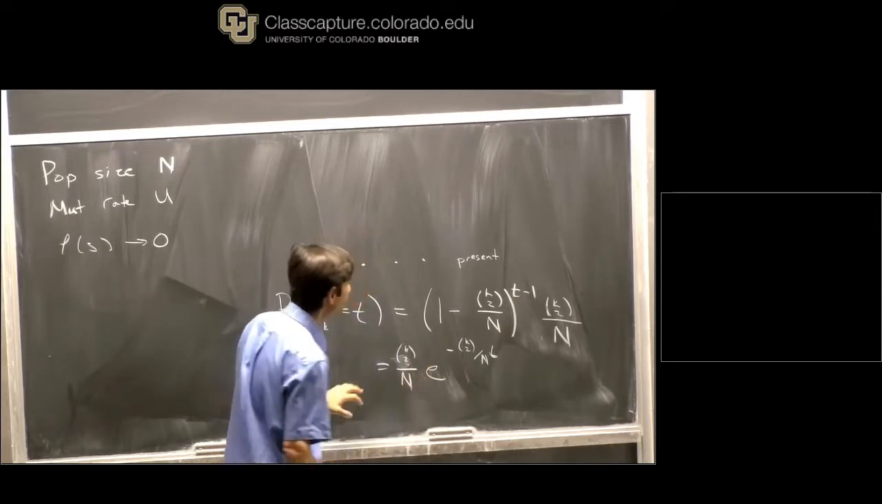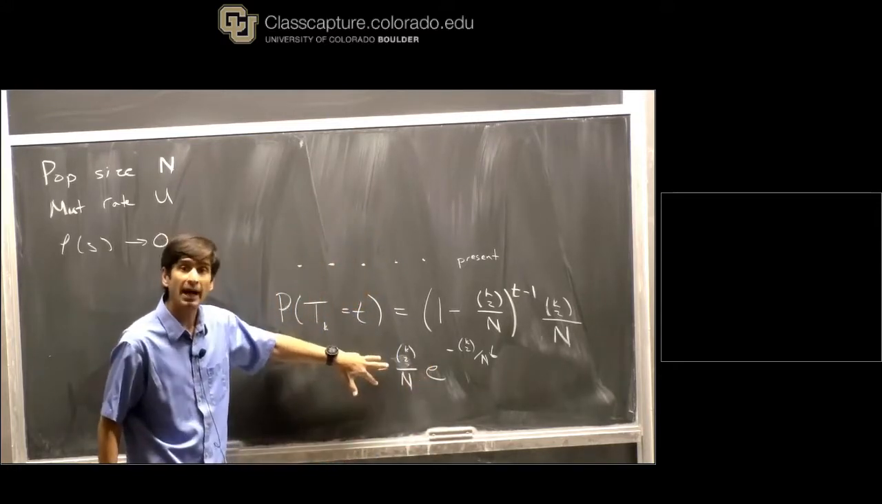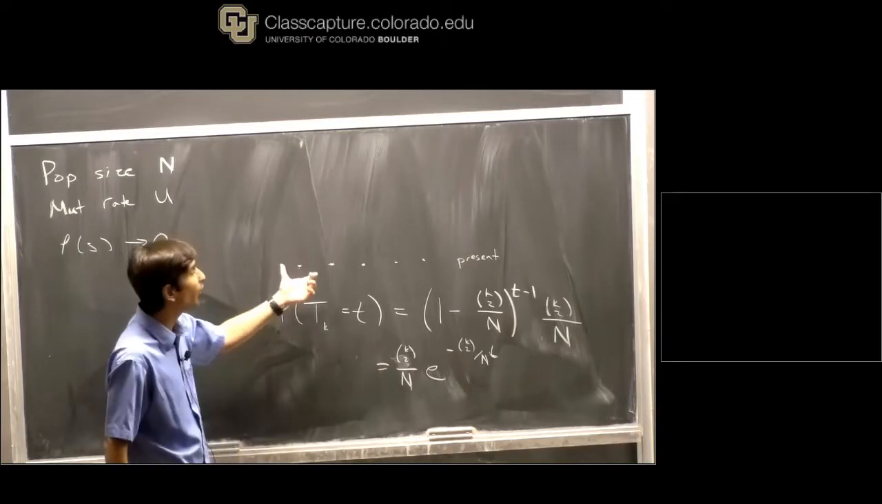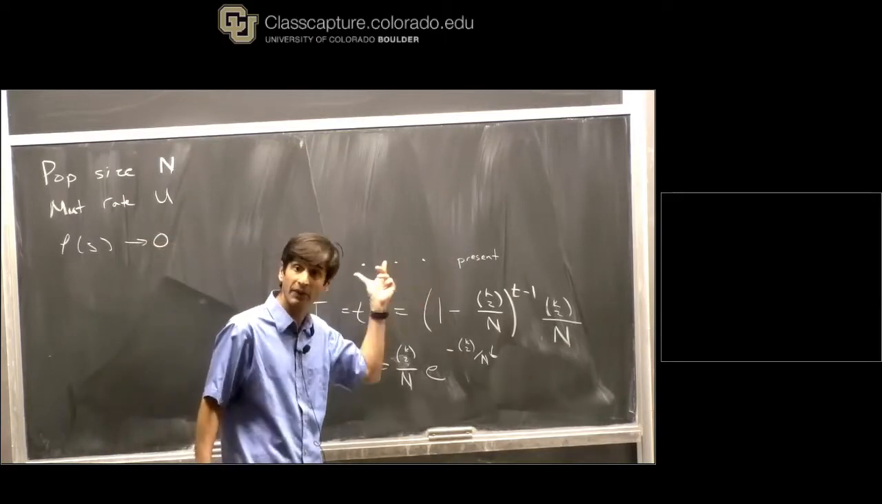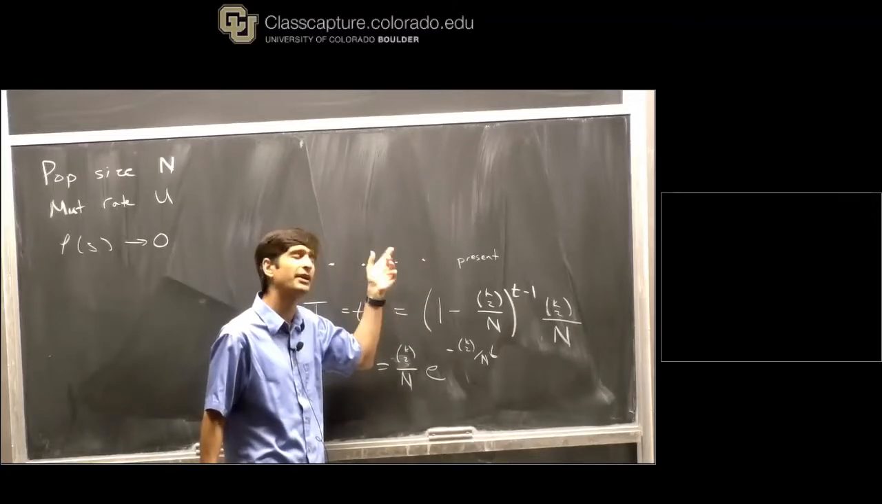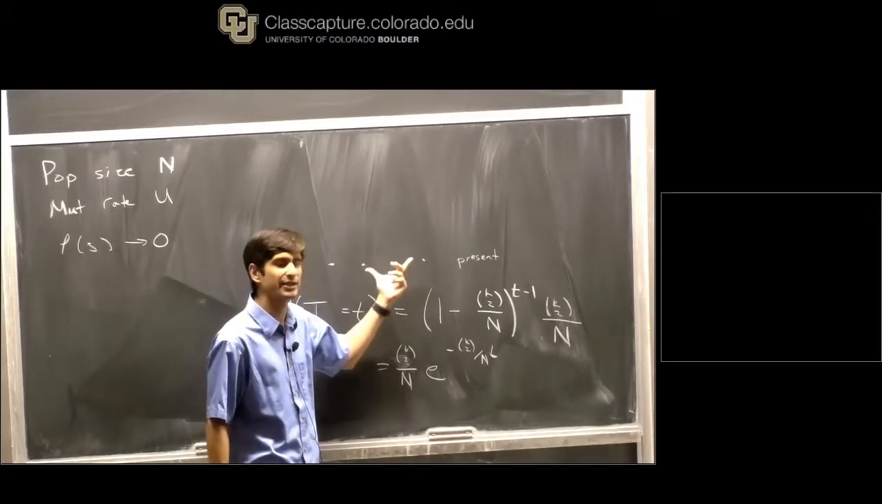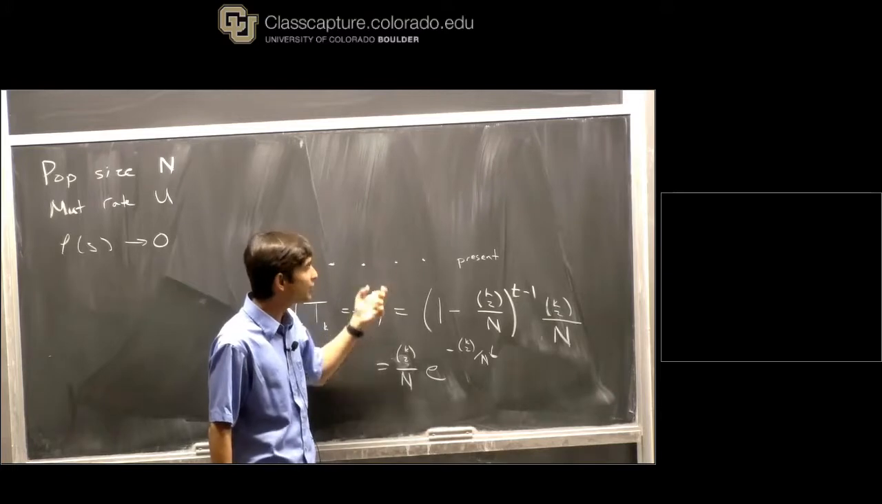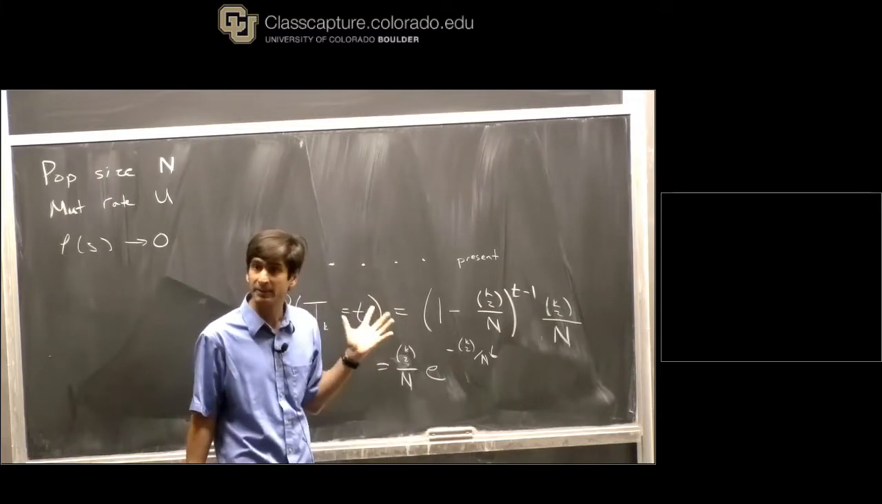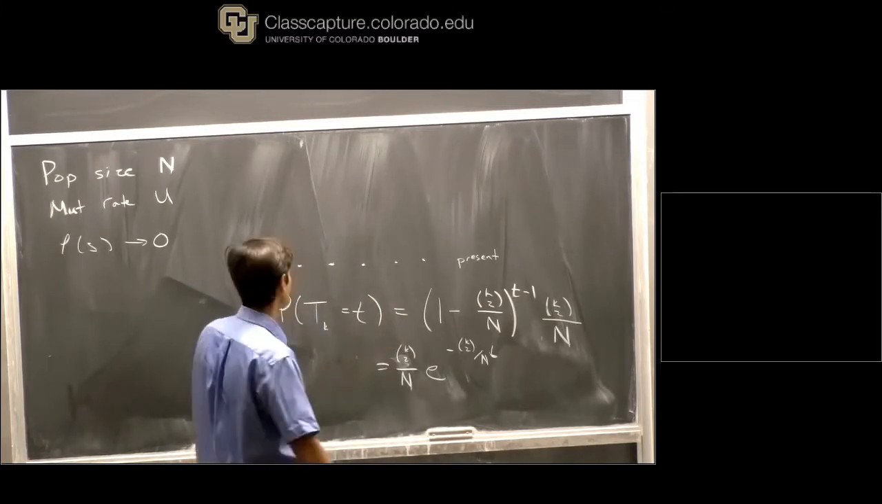this distribution of coalescence times combined with the observation that all the lineages are equivalent, so all pairs are equally likely to coalesce, that's called exchangeability. The combination of these two things completely determines the distribution of possible genealogical trees, right?